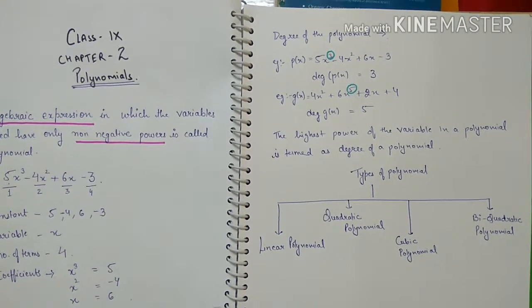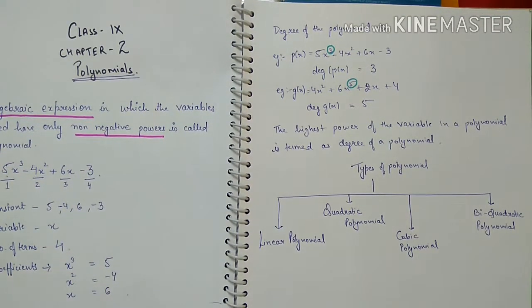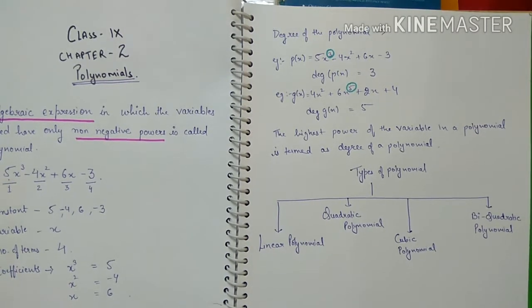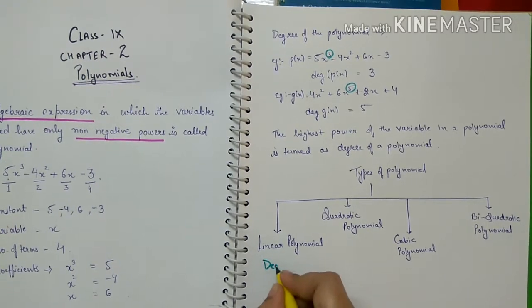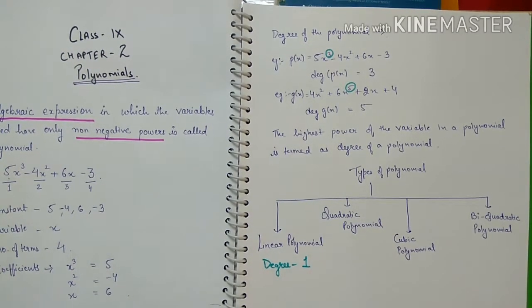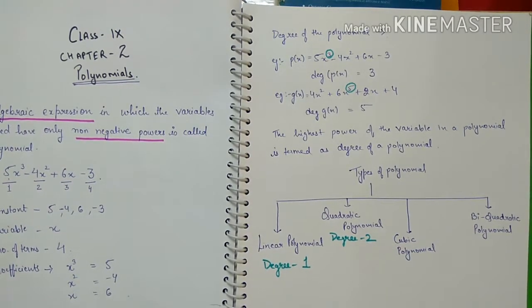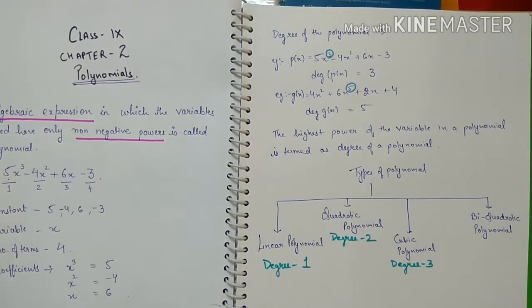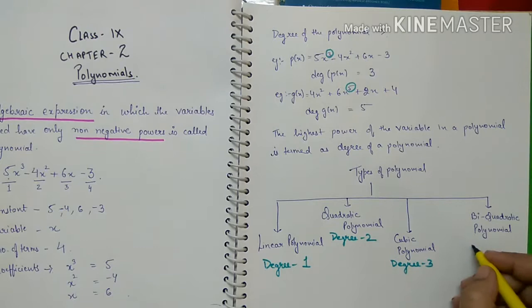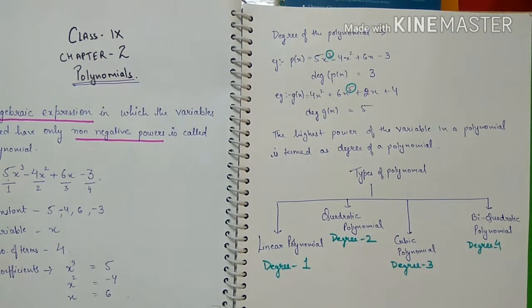Based on the degree of the polynomial, we have four types of polynomial: linear polynomial, quadratic polynomial, cubic polynomial, and biquadratic polynomial. Now we'll see individually what these are. A polynomial with degree 1 is termed a linear polynomial. Similarly, a polynomial with degree 2 is termed a quadratic polynomial, a polynomial with degree 3 is called a cubic polynomial, and the last, a polynomial with degree 4, is called a biquadratic polynomial.